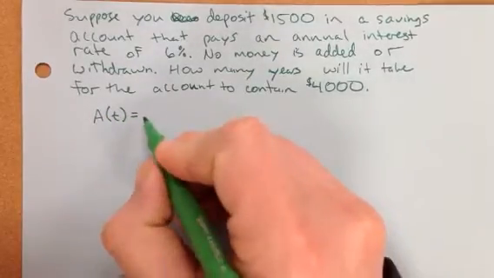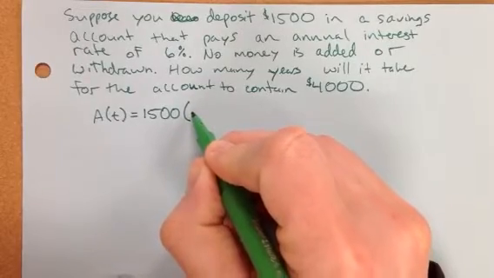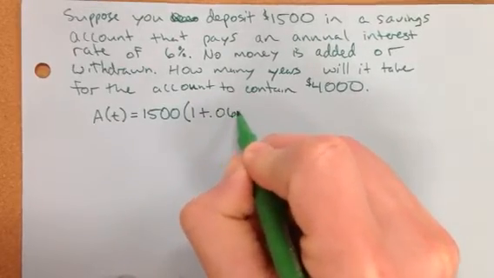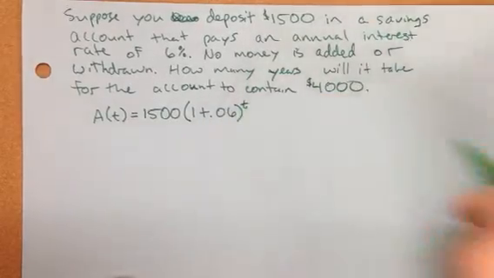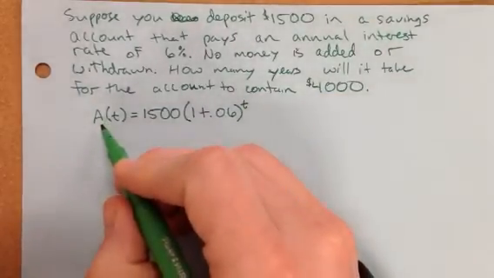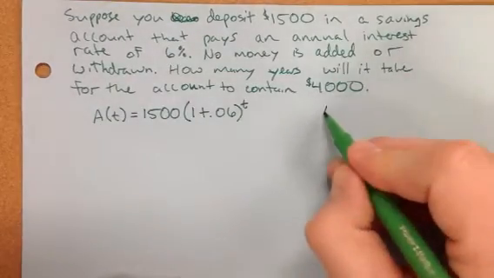So it'll be A of t equals, and I'm starting with $1,500, times 1 plus 0.06, raised to t. Well, what is my amount going to be after a certain amount of time? Well, it's going to be $4,000. My goal is $4,000, right?